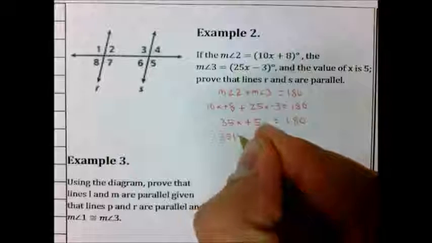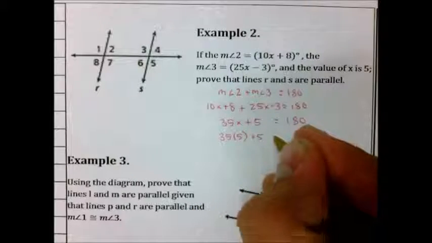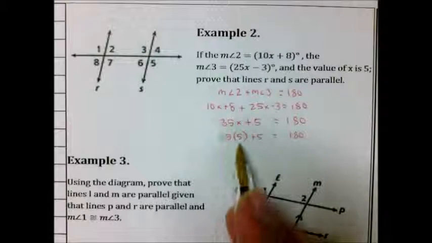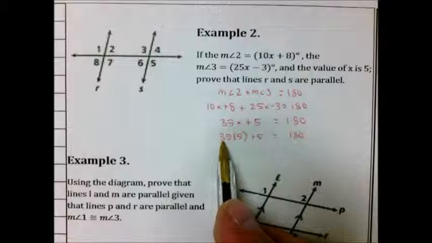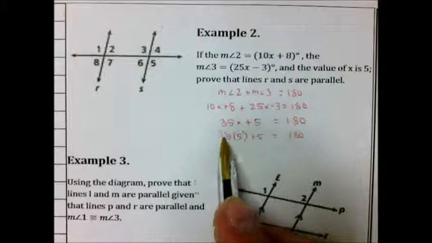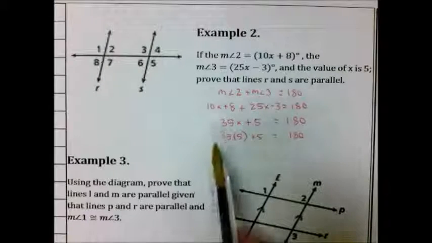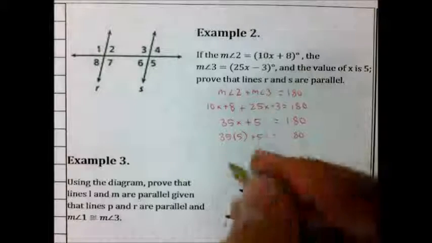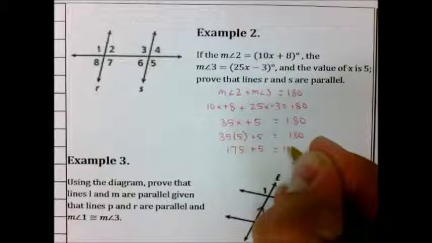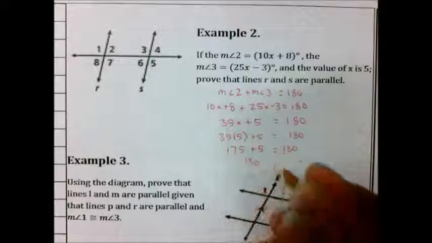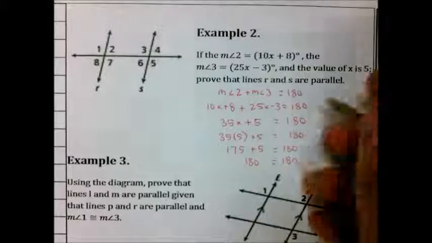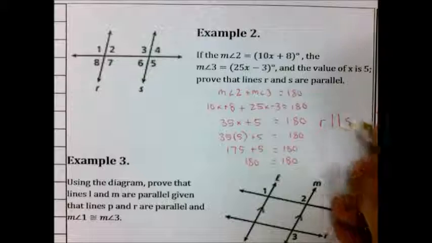So we got 35 times 5 plus 5 should equal 180, and now we just have to do a little bit of solving. Now 35 times 5, that's a little bit harder, but I do know that 35 times 2 is 70, and 70 times 2 is 140, and so we just have to add another 35 to that, which is 175. 175 plus 5 needs to equal 180, and most of you already see it now. 175 plus 5 is 180, and we are happy. These two lines then, line R is parallel to line S.